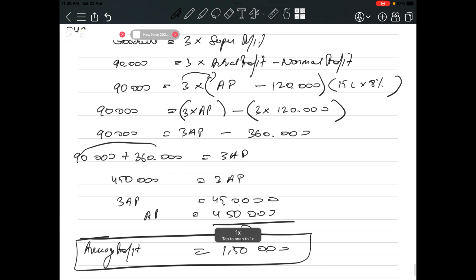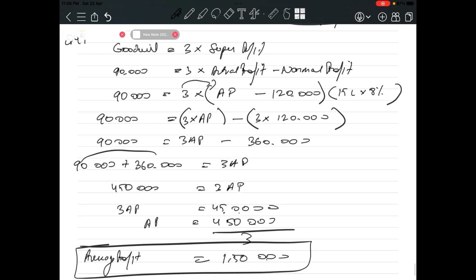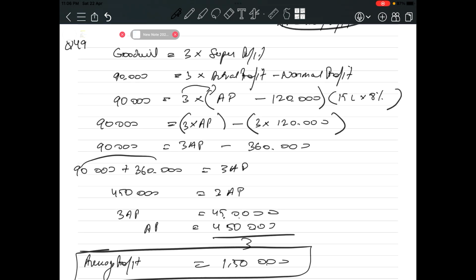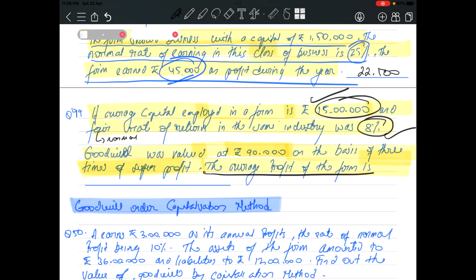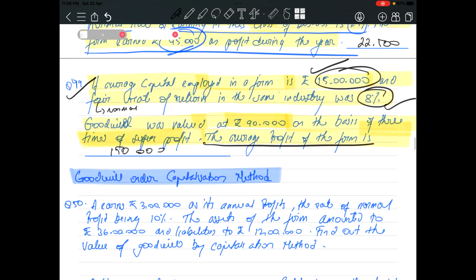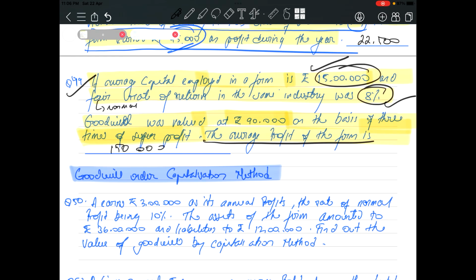If you want, you can pause the video and copy this. So we are done with question number 49. What is the answer of 49? 1,50,000. Simple, right? Now let's move to question number 50.